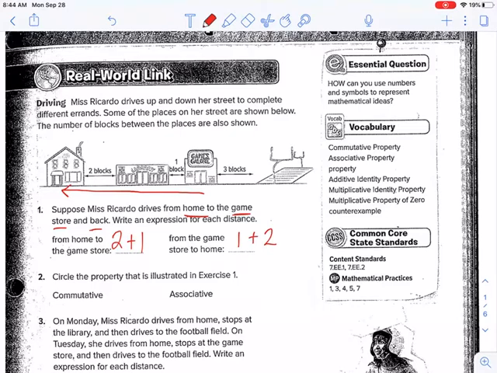Now the property for this is your commutative property. And that just states that when you switch your numbers or your variables with addition, you will get the same sum. It also works for multiplication. It does not work for subtraction or division.